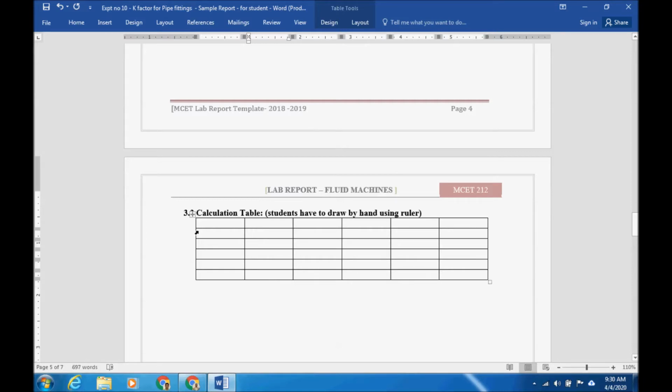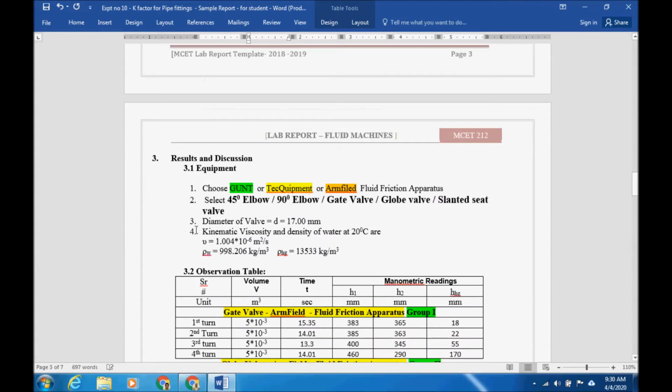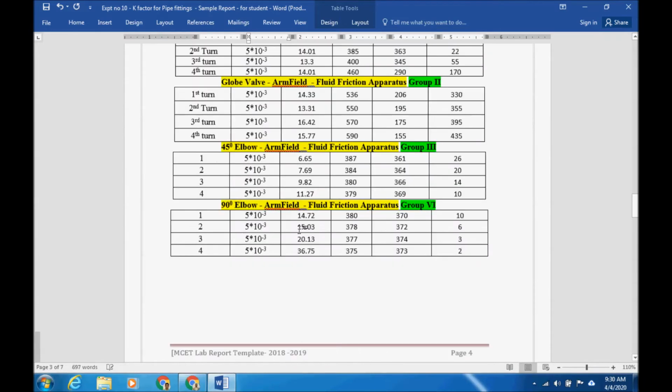Now from the given table, it is asked to find out the K factor. So for the K factor, what do I need? A velocity. For velocity, what do I need? Area. For area, what do I need? A diameter. See, diameter is given.